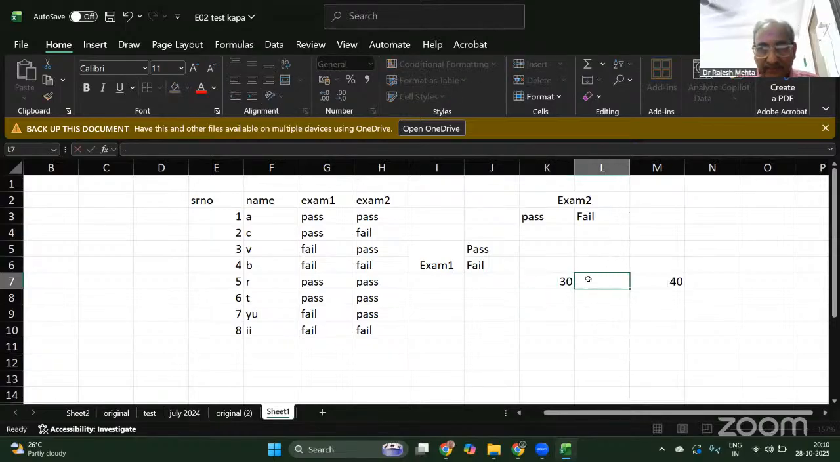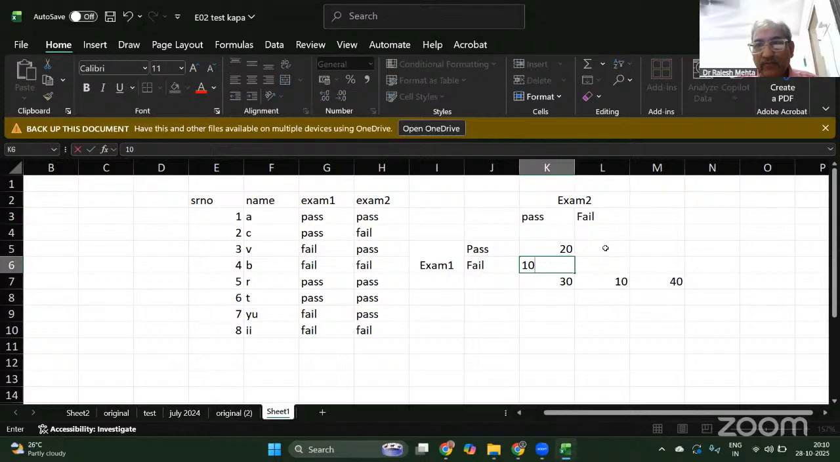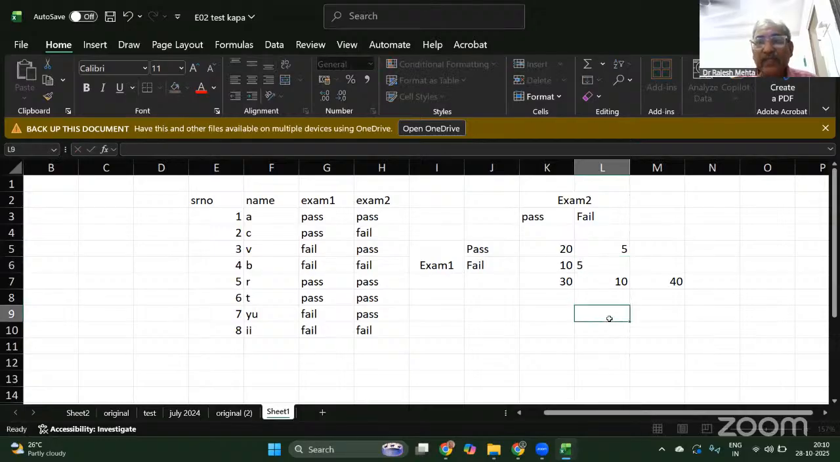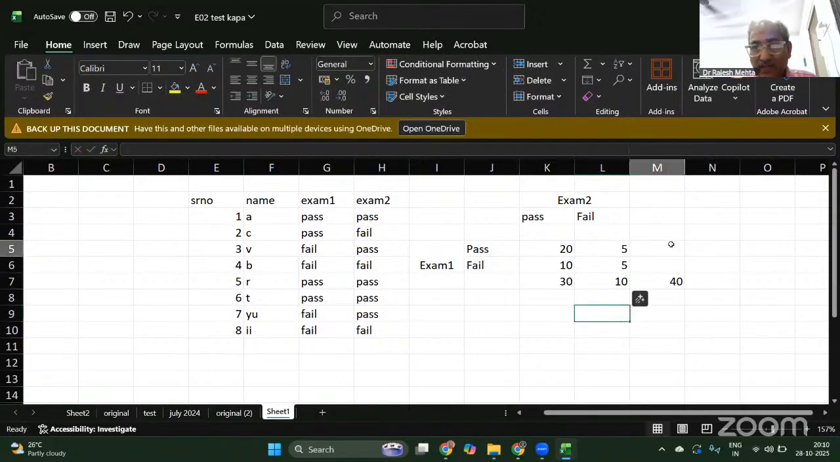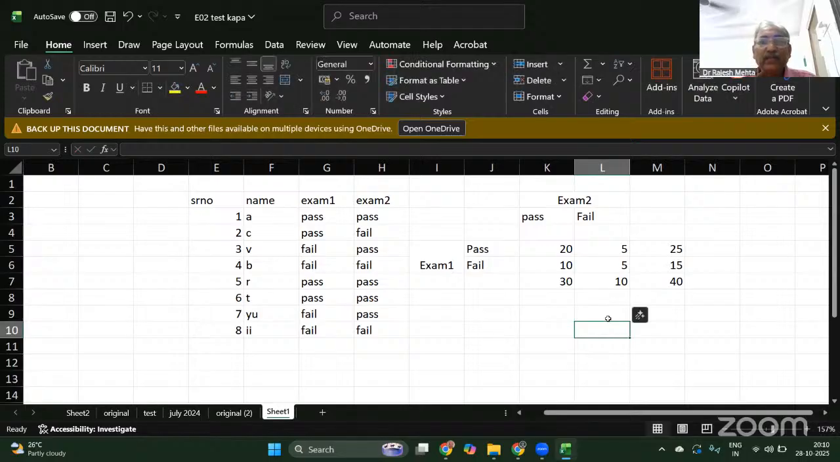Out of this, suppose he says that 20 have passed and 10 failed. And out of this 10, he says 5 passed, 5 failed. If this is the case, here you can have a total of 25 and 15. And in this data, you are supposed to find out what is the agreement between the two examiners.